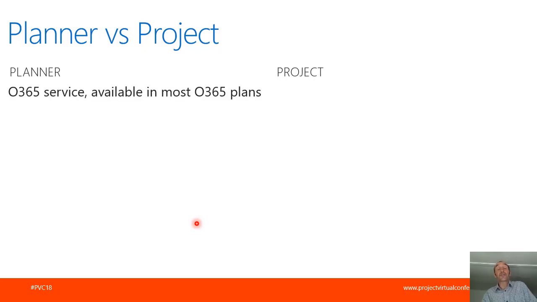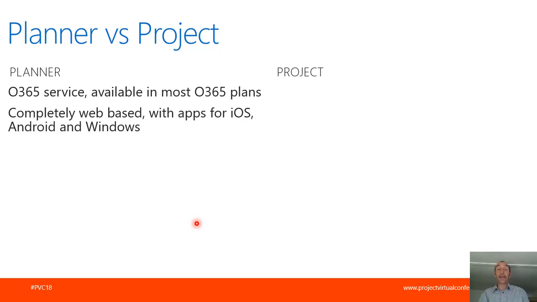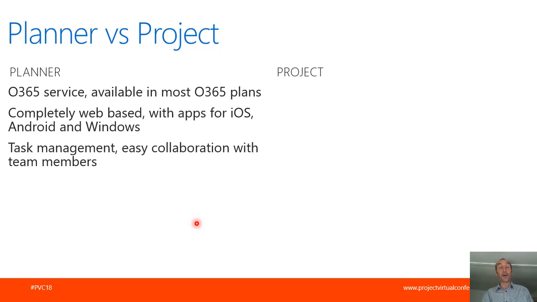So Planner is an Office 365 service. It's available in all of the enterprise Office 365 plans and potentially some others. It's completely web-based. It's fairly new. It's been out for, I guess, 2 years now. We have apps, of course, for all of the major mobile platforms, so you can use Planner on your mobile.